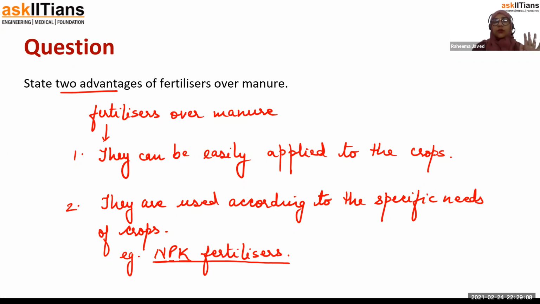Manure is providing a large range of organic substances which is mixed in soil, and it is not an easy process, but spraying the fertilizers is particularly easier than mixing manure in the soil. So these are the two advantages of fertilizers over manure.